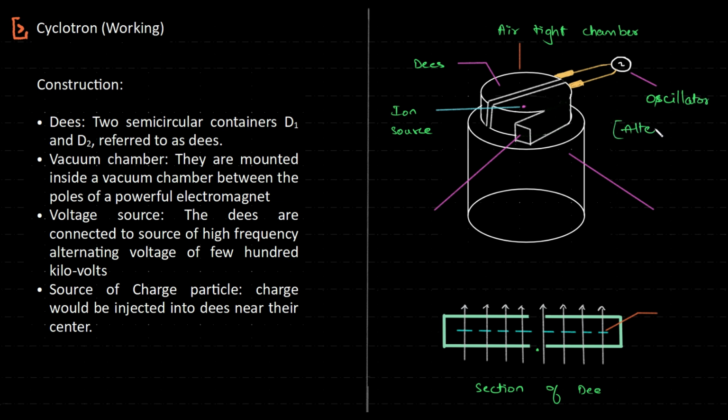So this is your alternating, sorry, not oscillator, voltage. That's the one which is going to make this go positive and negative, so on and so forth. So this is called the window. This is where the particle will exit, right?